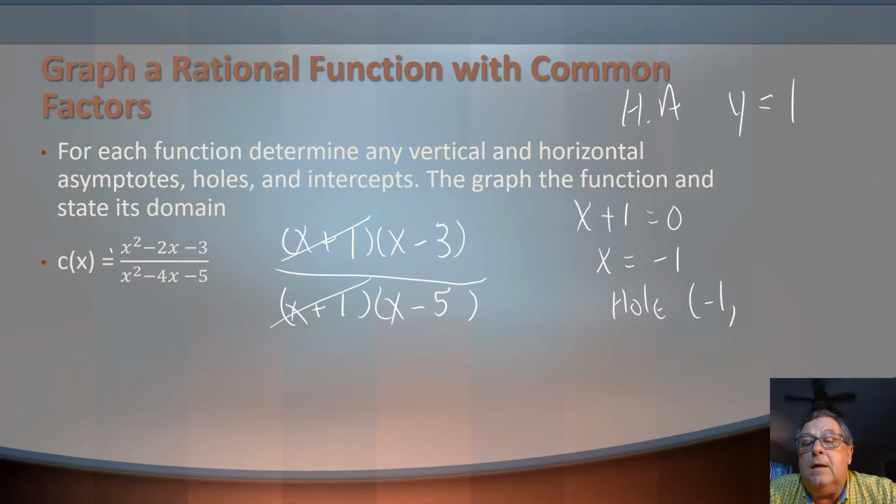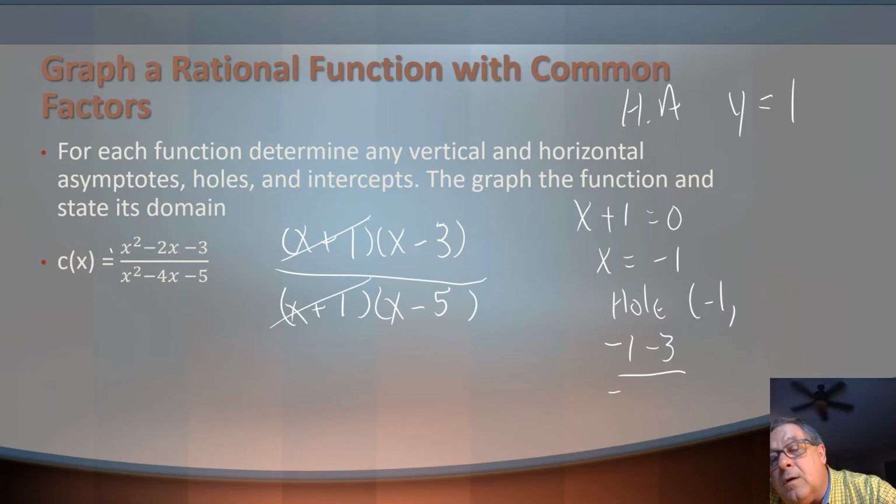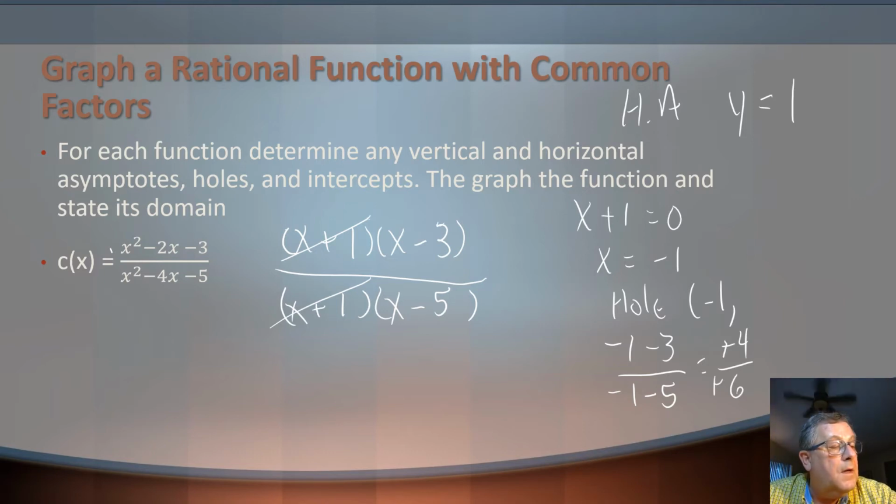Now what will y be? Well, let's substitute -1 into the remaining factors. So I would have -1 minus 3 over -1 minus 5, and that's going to equal -4 over -6. Well, my two negatives are going to cancel each other, so it's going to go positive, and I can reduce that down to 2/3. So I'm going to have a hole where x is equal to -1 and y is equal to 2/3.